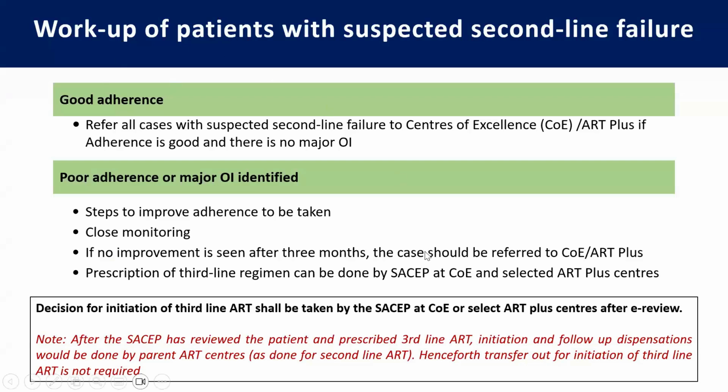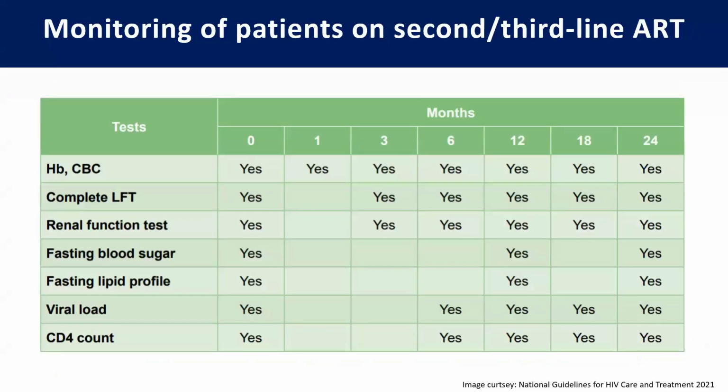And the prescription of third line will be, now as you all already know, after the SACEP has reviewed the patient and prescribed third line ART, initiation and follow-up dispensations would be done by the parent ART centers, as everyone is doing. So henceforth, there is no transfer out for initiation of that. It is already implemented and it has taken place. Next slide.